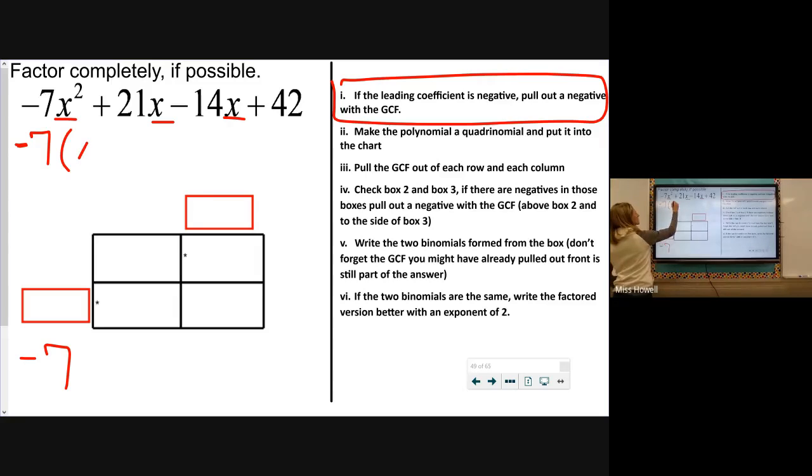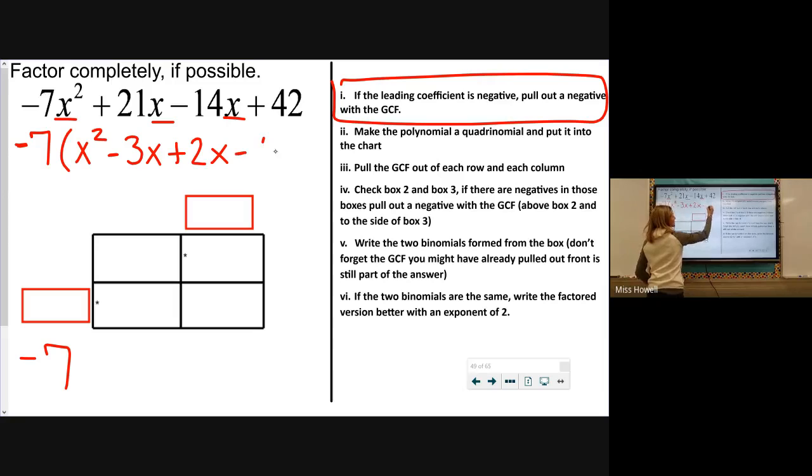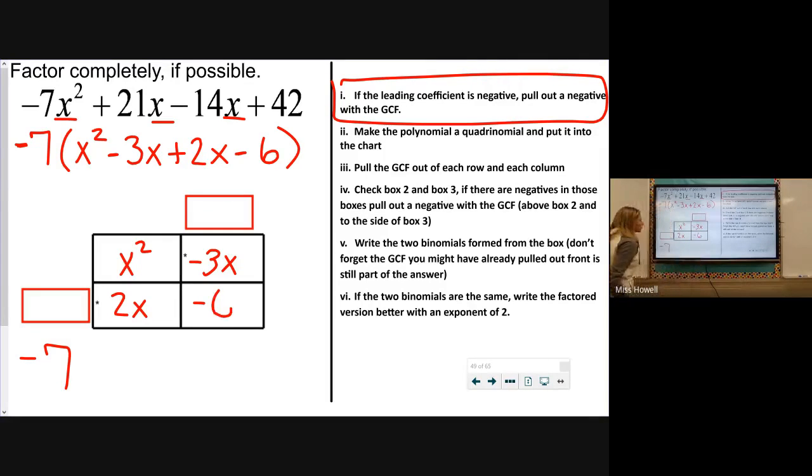This would still be an x squared. A positive divided by a negative would give us a negative in here of 3x. A negative divided by a negative in here would give us a positive with 2x now. And a positive divided by this negative would give us a negative in here of 6. So be careful with your signs when we pull out a negative GCF number. All right, x squared, -3x, 2x, and -6. Row by row, column by column, let's get our other two factors.